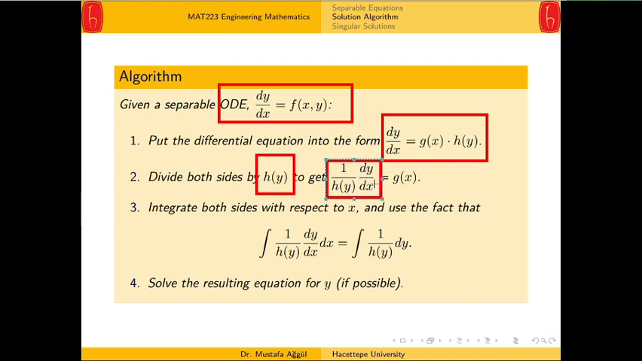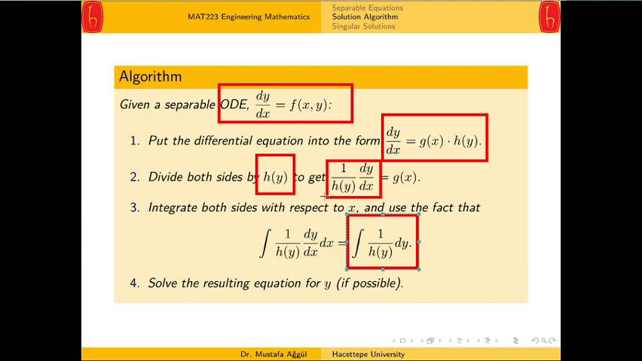Only the problematic part was on the left hand side, but it is not really a problem because we know this term is basically dy. So on the left hand side we have this, and on the right hand side we have g of x dx integrated. This is what's really happening.